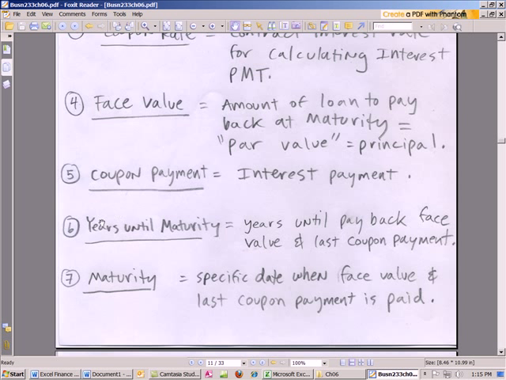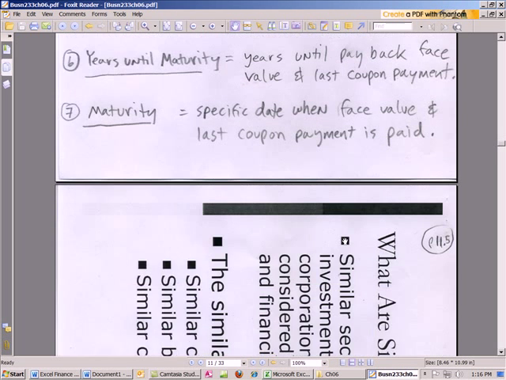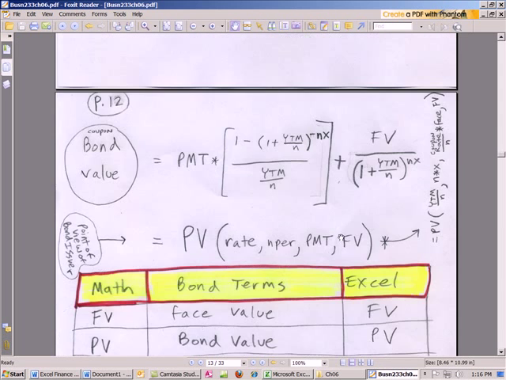But we have a different term here: years to maturity. When you first issue the bond and it says 10 years on the contract, then years to maturity is 10 years. But if the person that has the bond sells it 5 years later, how many years are left until maturity? 5. So this is years until payback of face value and last coupon payment. Maturity is the specific date when the face value and the last coupon payment is paid. So those are some terms we're going to use for this chapter.